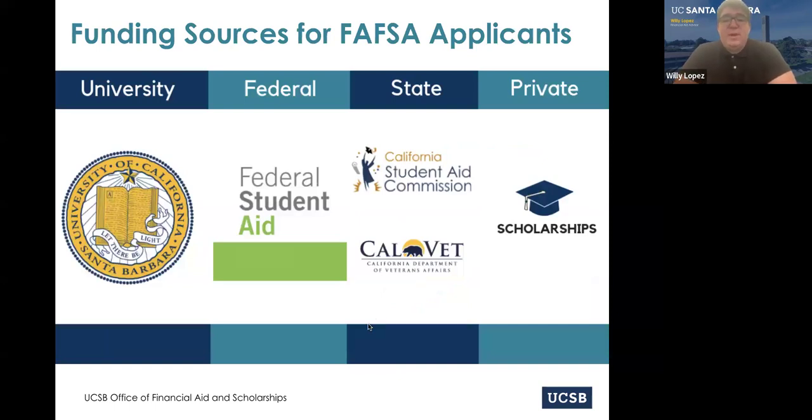So some funding sources for FAFSA applicants include the university level, federal, state, and private. For the university level, we offer all forms of financial aid scholarships and grants that don't apply to the students' expenses. But we also include some loan eligibility as well for any students that need some additional financial aid help. But the two primary sources of financial aid that can cover expenses come from the federal level and the state level. Federal level includes Pell Grant, federal loans, including unsubsidized or subsidized loans, as well as Parent Plus loans that students can be eligible for.